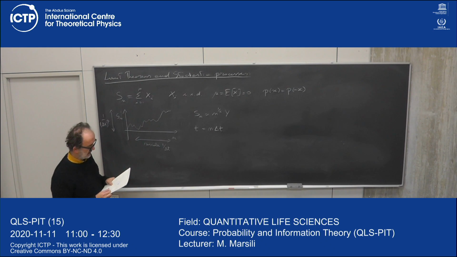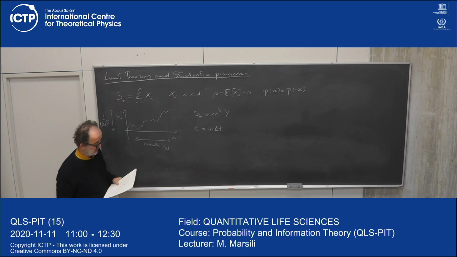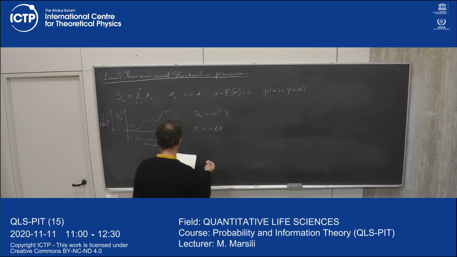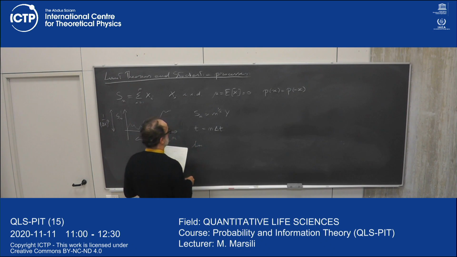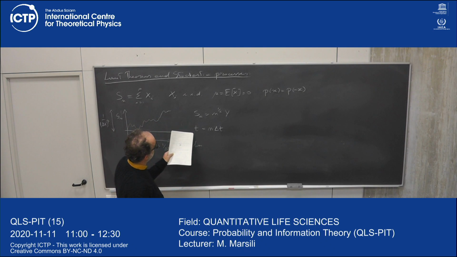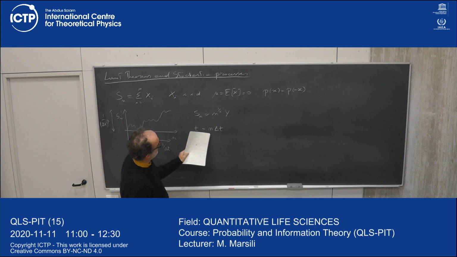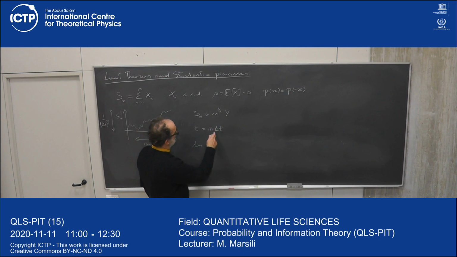So the idea is the following. If you take a new definition of time as n times dt, when you take the limit as delta t goes to 0, a finite time will correspond to n going to infinity. And then in this limit we expect this to be a random variable which will have a universal distribution of y.